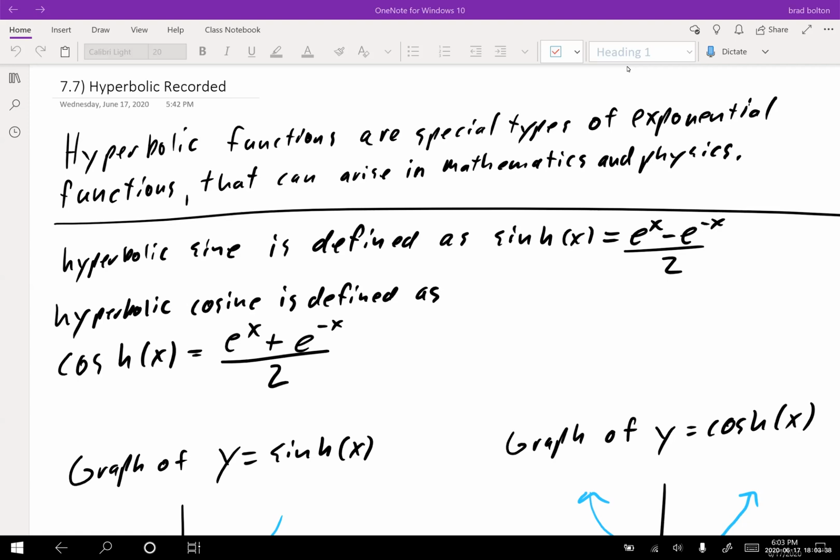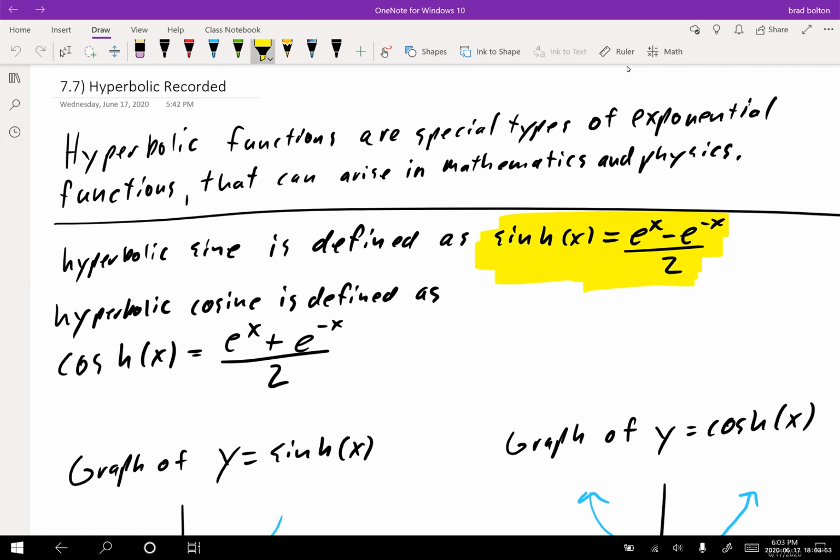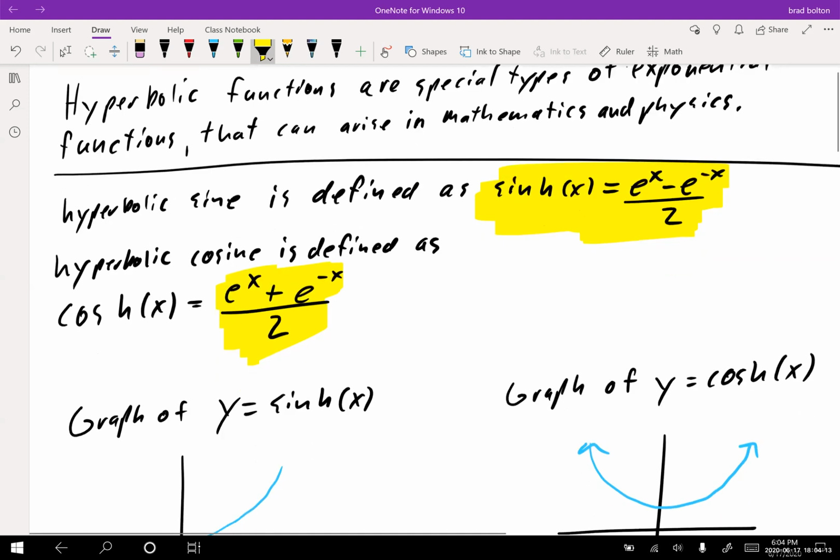Okay, so we're going to define hyperbolic sine as sinh of x. Oftentimes it's called sinh. So right here, this is what sinh of x is. It's e to the x minus e to the negative x over 2. We're going to define hyperbolic cosine as e to the x plus e to the negative x over 2. That'll be cosh, and that's not multiplying by h. That's literally the notation. Cosh is for hyperbolic cosine.